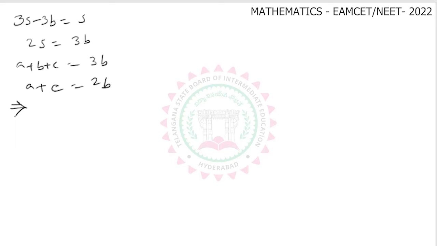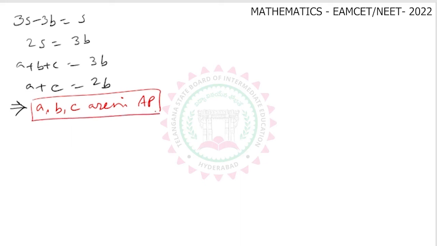So, 2B is equal to A plus C means this is the condition of A, B, C being in AP, right? So, 2B is equal to A plus C is the condition for AP. Therefore, what is my answer? Which option? First, second, that is A, B, C are in AP. Second option.